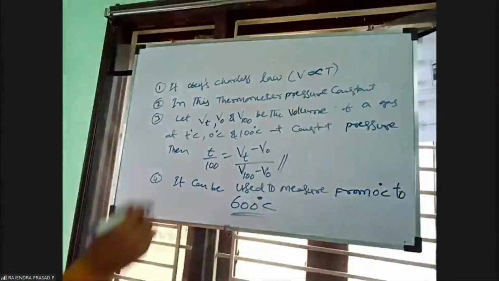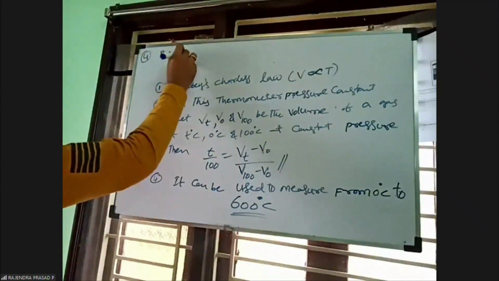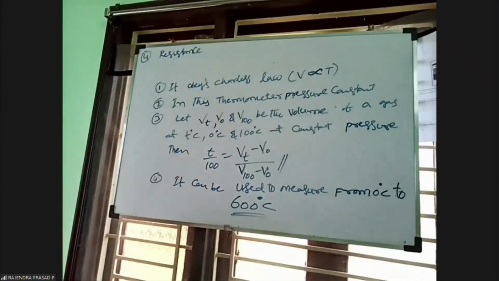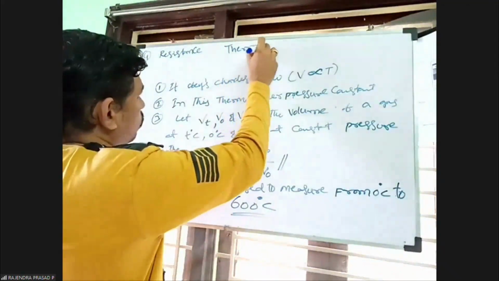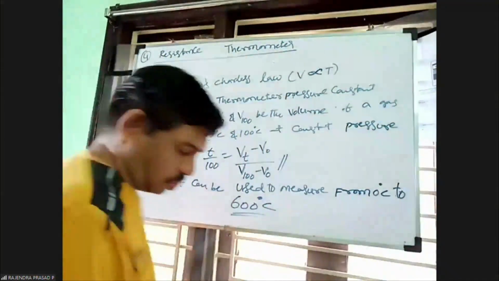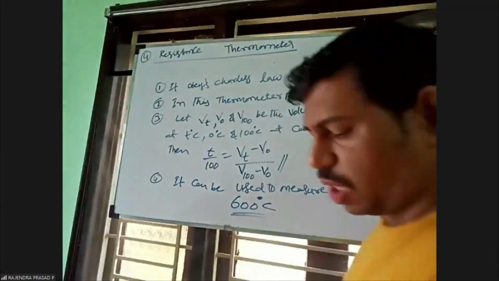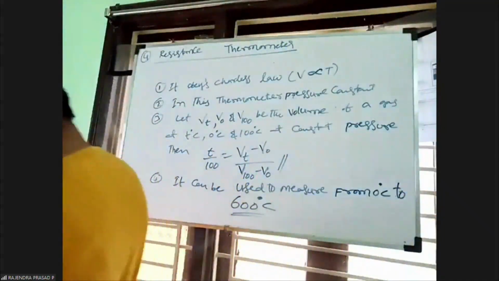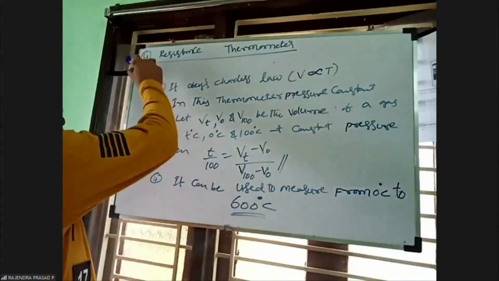So the fourth one is the resistance thermometer. This is the numerical thermometer, the last one. The remaining three are only for theory. The resistance thermometer is important.